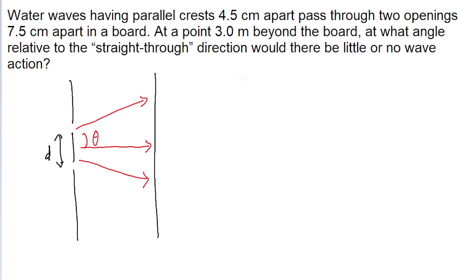So the equation for destructive interference says that d, the distance between the slits, multiplied by the sine of the angle, is equal to m plus 1/2, so the order of the fringe plus 1/2, multiplied by the wavelength of the wave. And we are given the wavelength in the problem because the problem tells us that the water waves have crests that are 4.5 centimeters apart from each other.